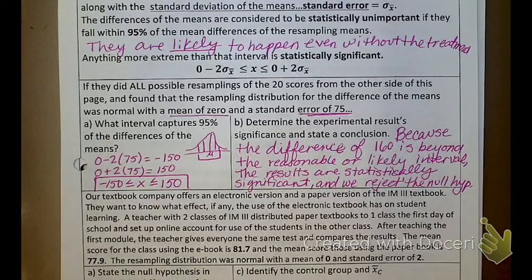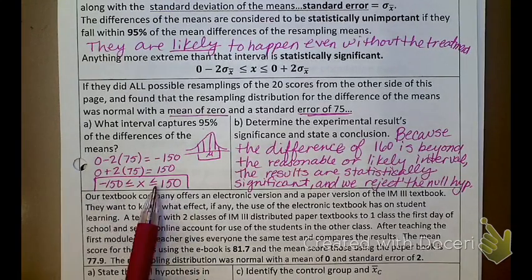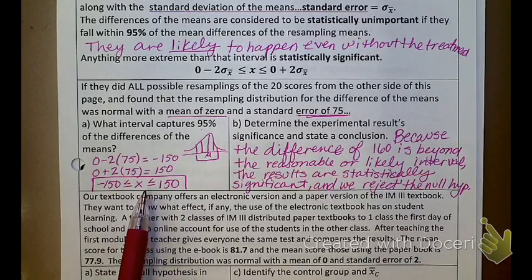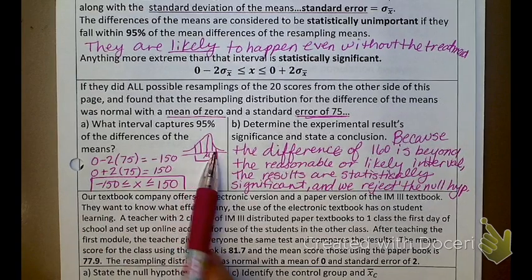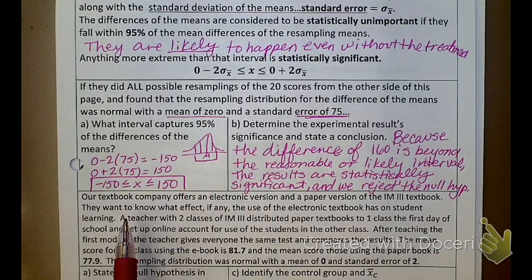Okay, so our difference is outside of this range. If it was inside this range, we would accept the null hypothesis. We would say that the treatment really didn't have that much of an effect because the results we got fell in an expected or reasonable or likely range. Ours didn't, which means the treatment did indeed have an effect.